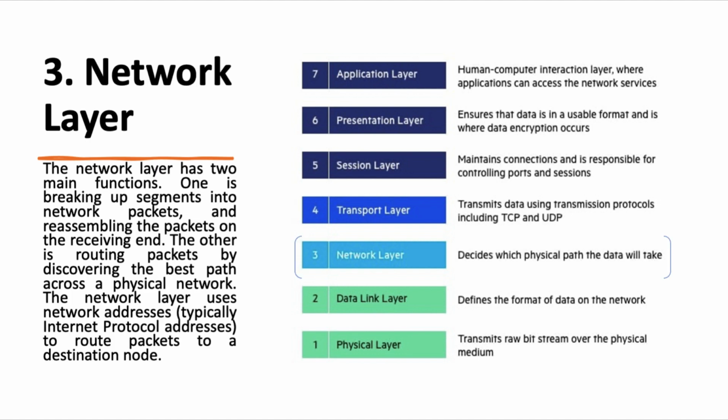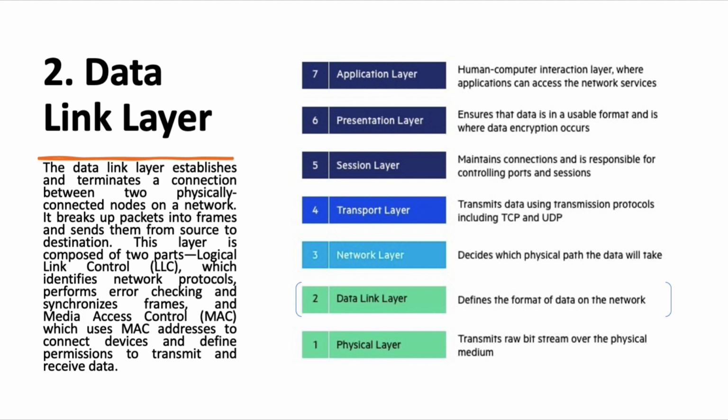Next layer is the network layer. The network layer has two main functions. One is breaking up segments into network packets and reassembling the packets on the receiving end. The other is routing packets by discovering the best path across a physical network. The network layer uses network addresses, typically Internet Protocol addresses, to route packets to a destination node.